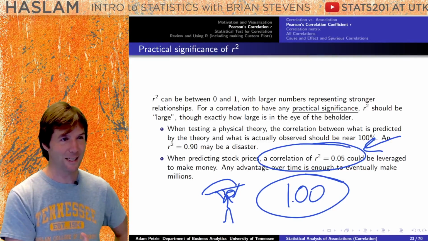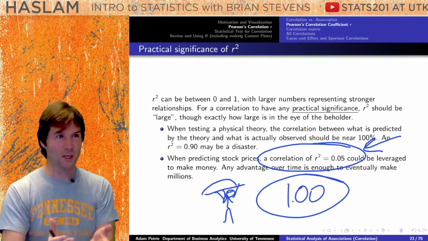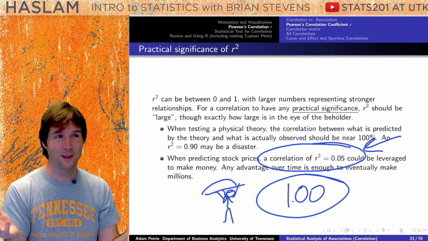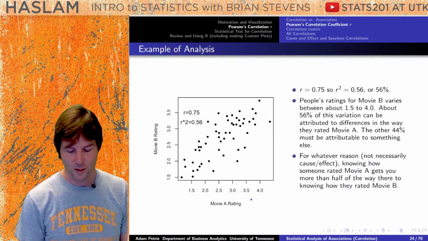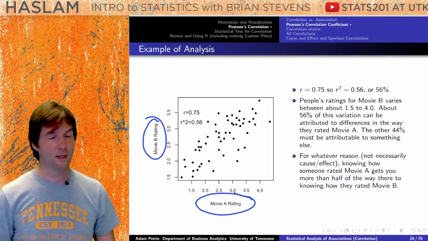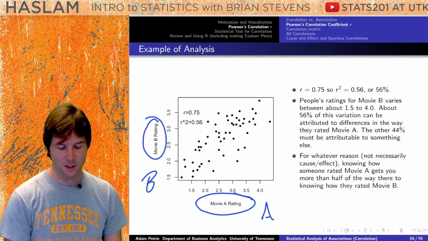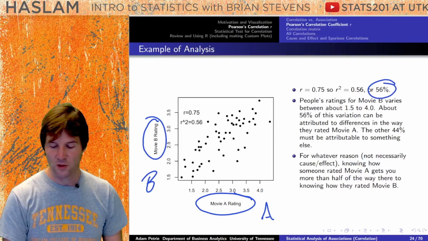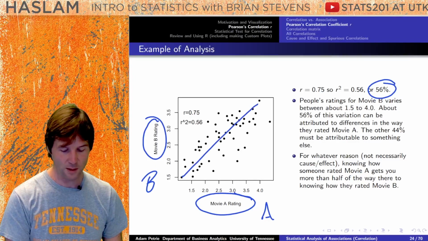It's always context with data. 5% of the stock market understood? Amazing. 5% of the variation in parachutes opening understood? Not so great. So how about this? We are trying to understand what another person rating a movie will rate a movie. We have movie rater A and movie rater B, and we look at the ratings. So 56% of the variation in movie rater B is explained by the variation in movie rater A.